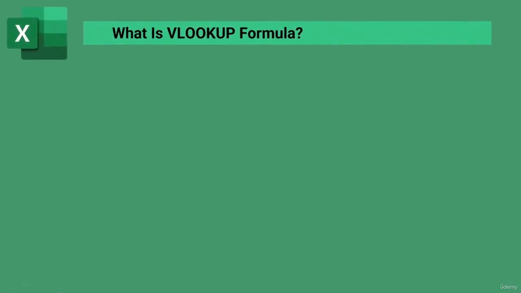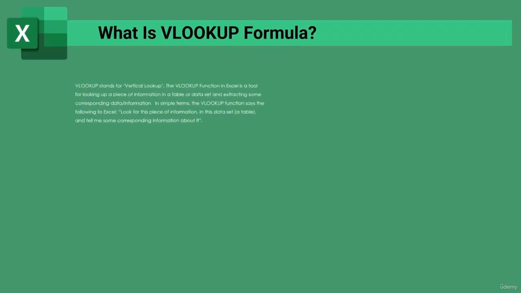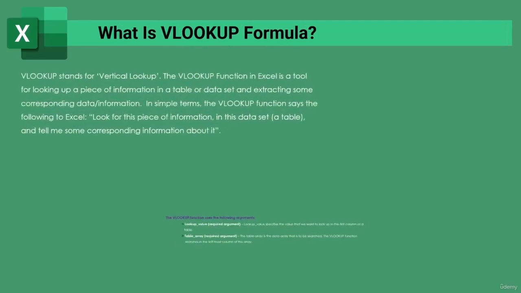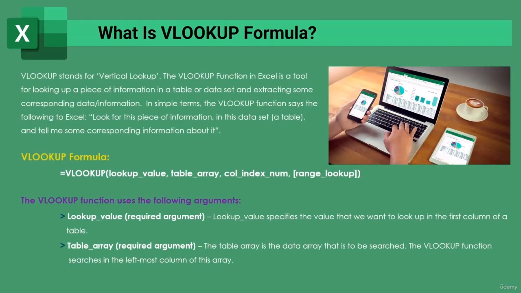So in this lesson, we are going to learn about what the VLOOKUP formula is. As we are starting, VLOOKUP stands for vertical lookup. The VLOOKUP formula in Excel is a tool for looking up a piece of information in a table or data set and extracting some corresponding data.